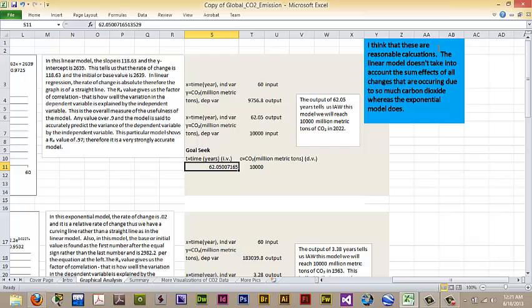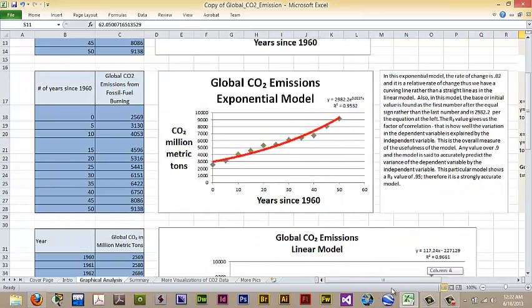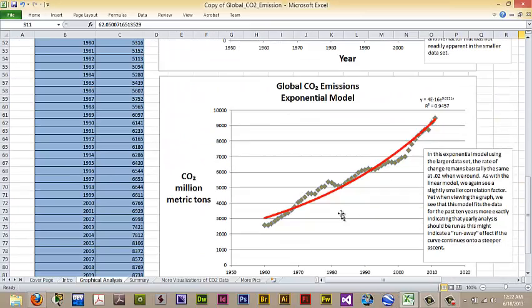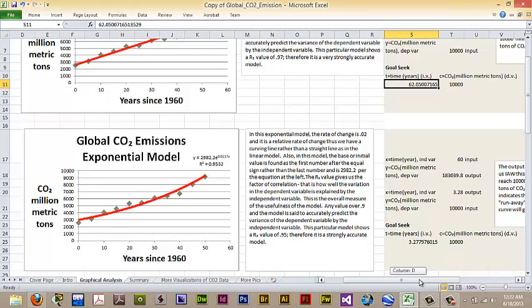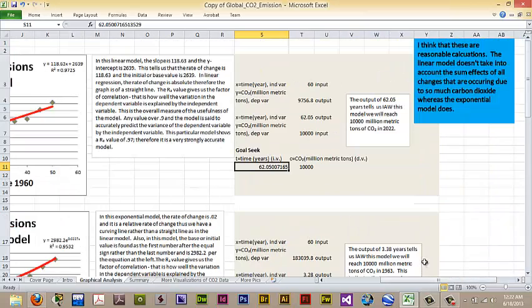Now, personally, if you see up here my little note in blue, I think that these are reasonable calculations, because the linear model doesn't take into account the sum effects of all the changes that are occurring due to so much carbon dioxide, whereas the exponential model does. To tell you the truth, I go down here and I see this, and I see it probably curving like a straight line going up toward that point right there. I think we're in for a world of trouble, but that's just my personal opinion, which we were asked for.